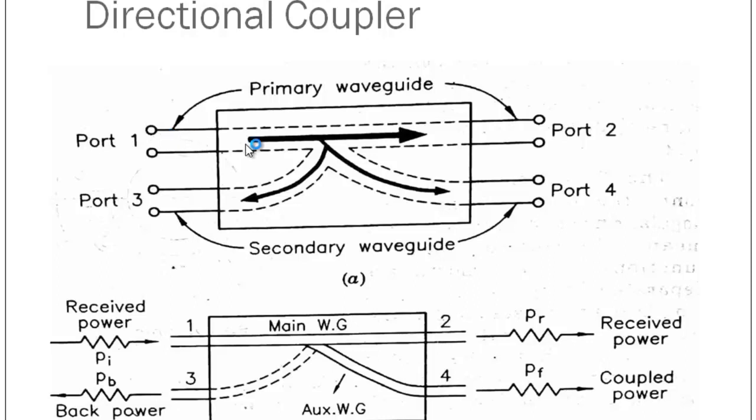This is the case of unidirectional. That means when we are considering the power is transmitting only from port number 1 to port number 2 and coupled to the port number 4, this is the case of your unidirectional coupler.